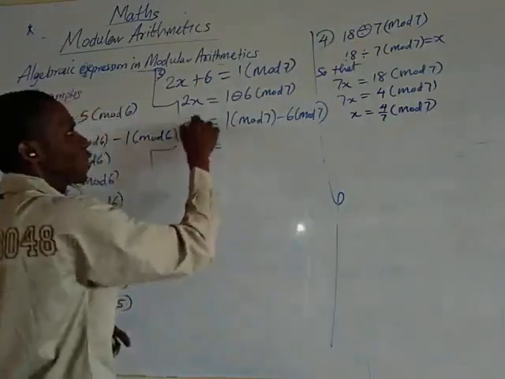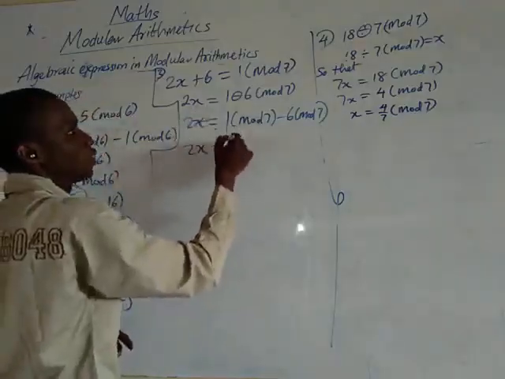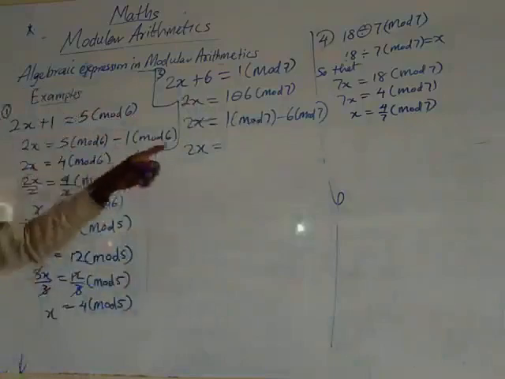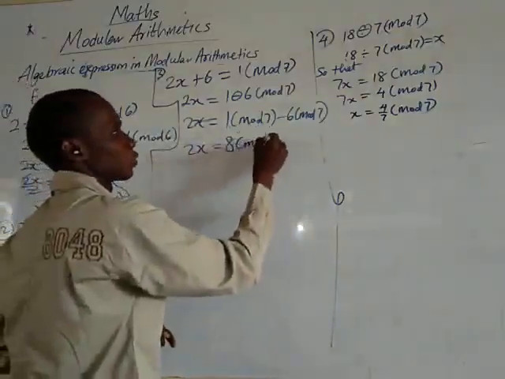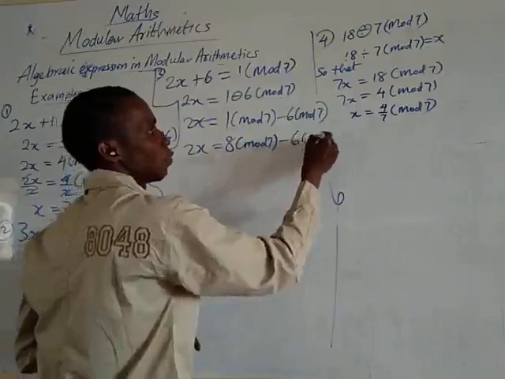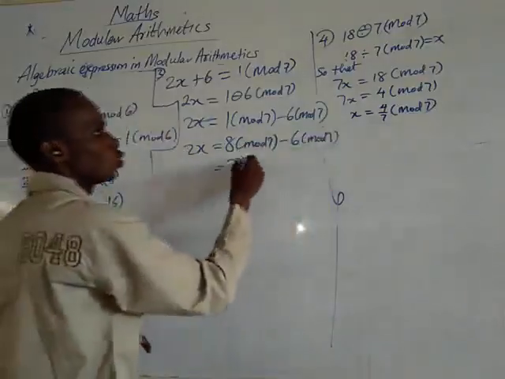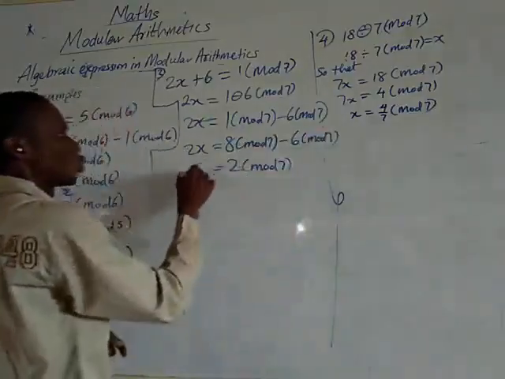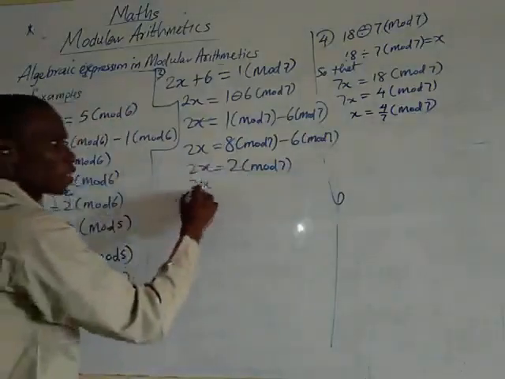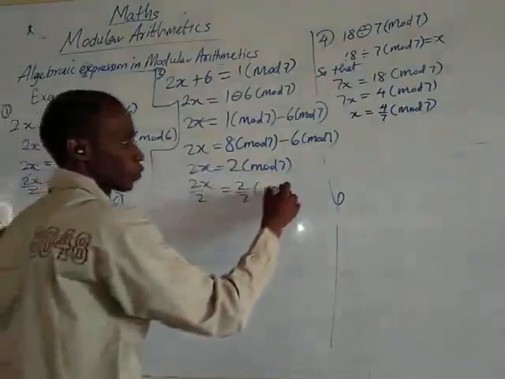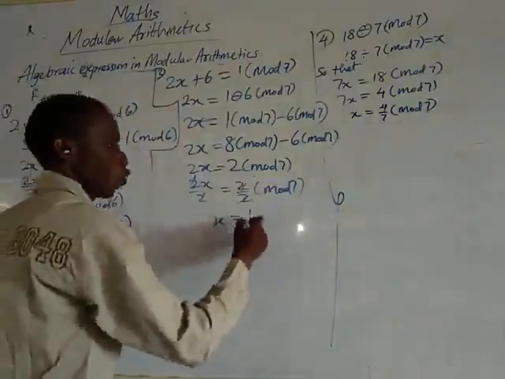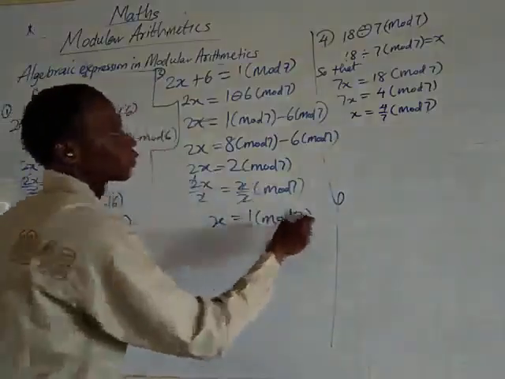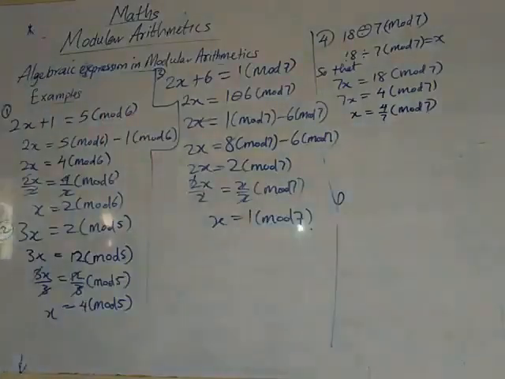So from there, my 2x will be a multiple of 7 plus 1, so that the value will be greater than 6. So I prefer to increase this to 8 mod 7 minus 6 mod 7. So 8 minus 6 will give me 2 mod 7, giving my 2x to be 2 mod 7. So now I can divide both sides by 2, such that x equals 1 mod 7. Which I believe with that, the algebraic expression should be made clear there.